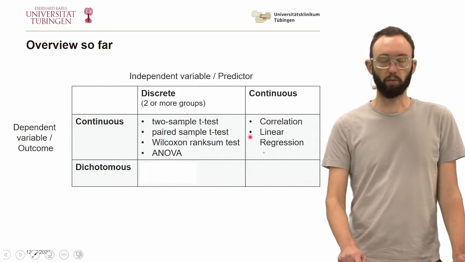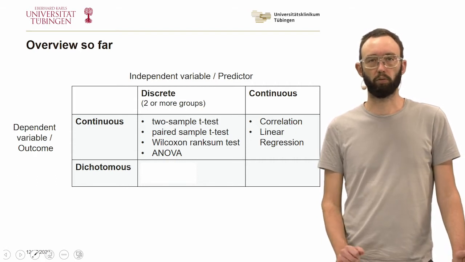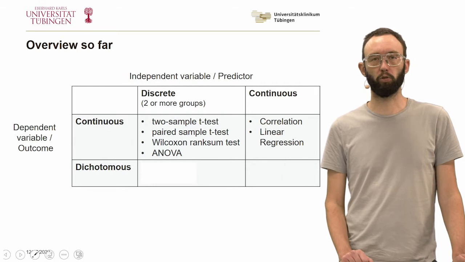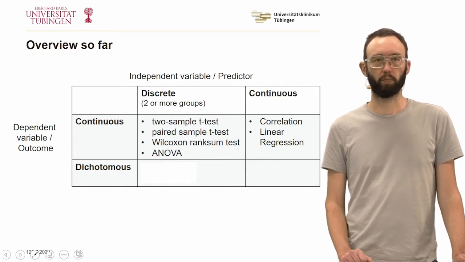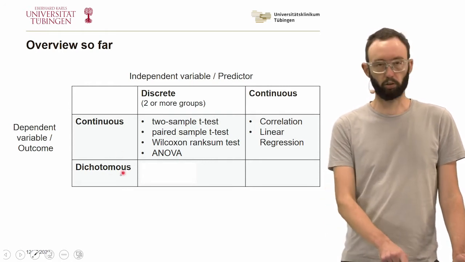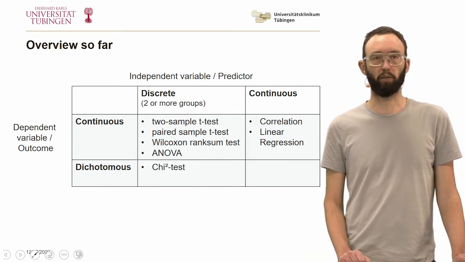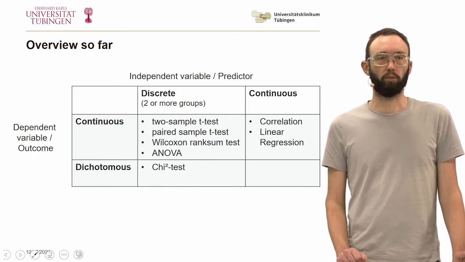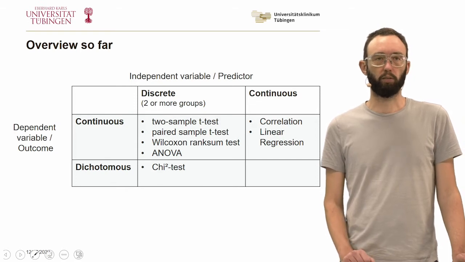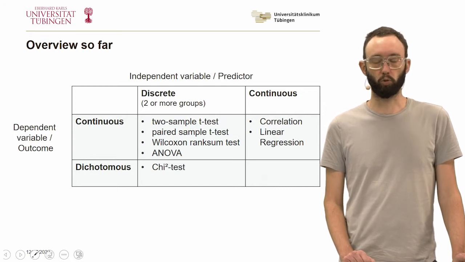We also covered the case of a continuous independent or predictor variable, namely looking at correlation coefficients and testing for their significance, and also looking at linear regression. Today, and in the next lecture, we will cover dichotomous outcome variables and look at the chi-square test today. This is a test where you can test the probability of an outcome for a dichotomous variable if you have two or more discrete groups.